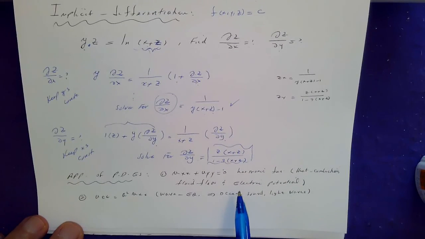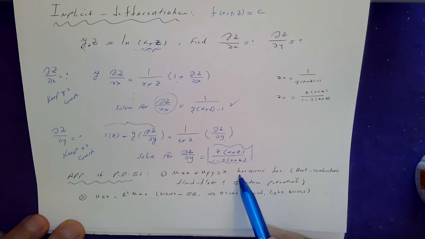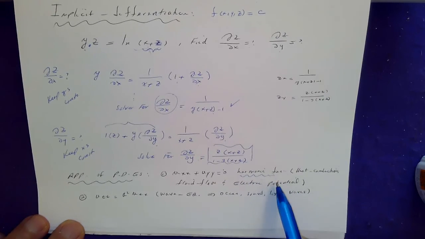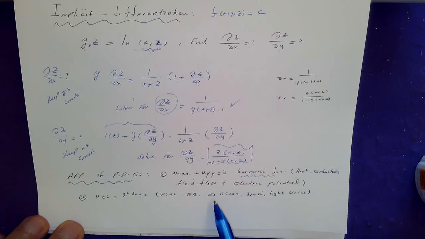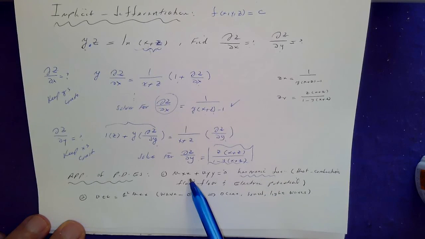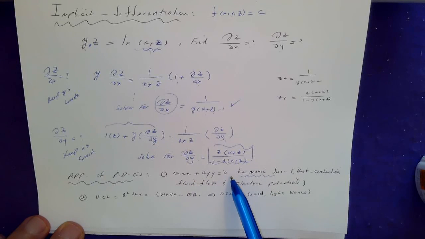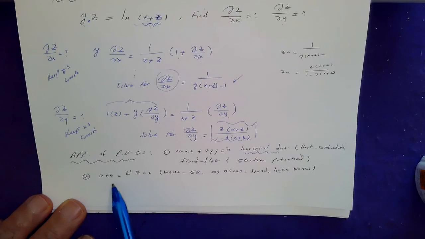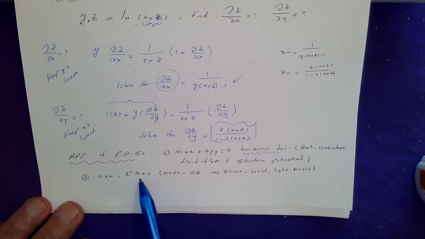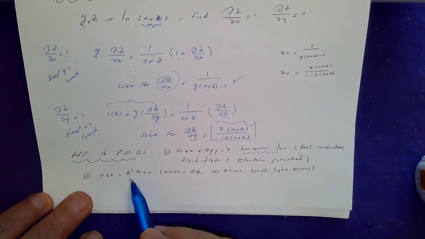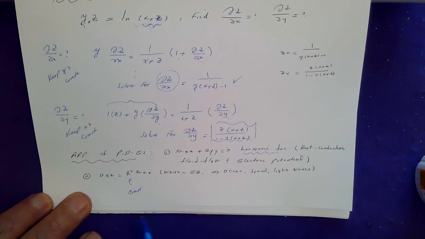Some applications of second order partial derivatives show up in fields like harmonic functions, heat conduction, fluid flow, and electric potential. Notice the equation is uxx plus uyy equals 0. On the other hand, sometimes you have utt, the second partial of u with respect to t, equals a squared times uxx, where a squared is constant. Believe it or not, that's the wave equation.